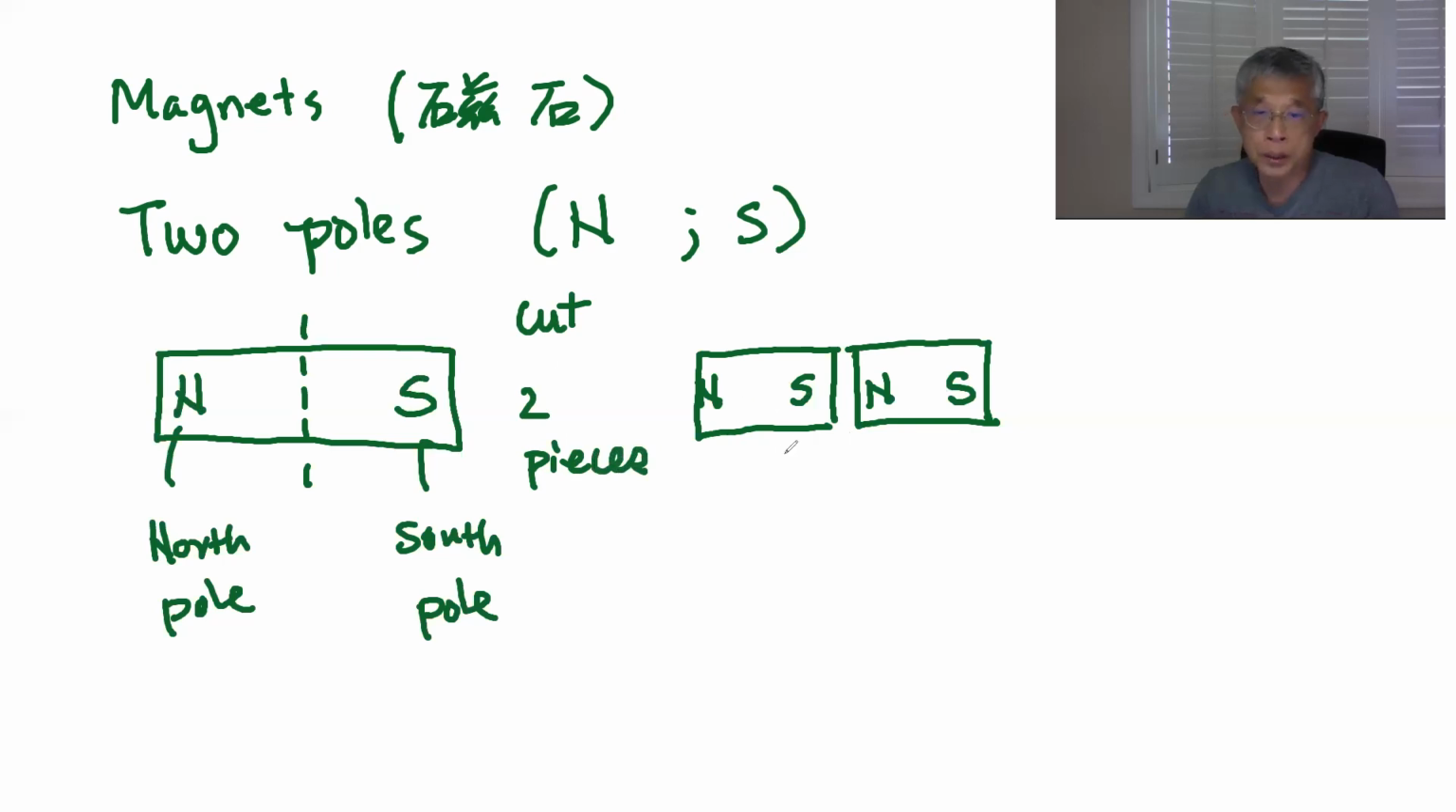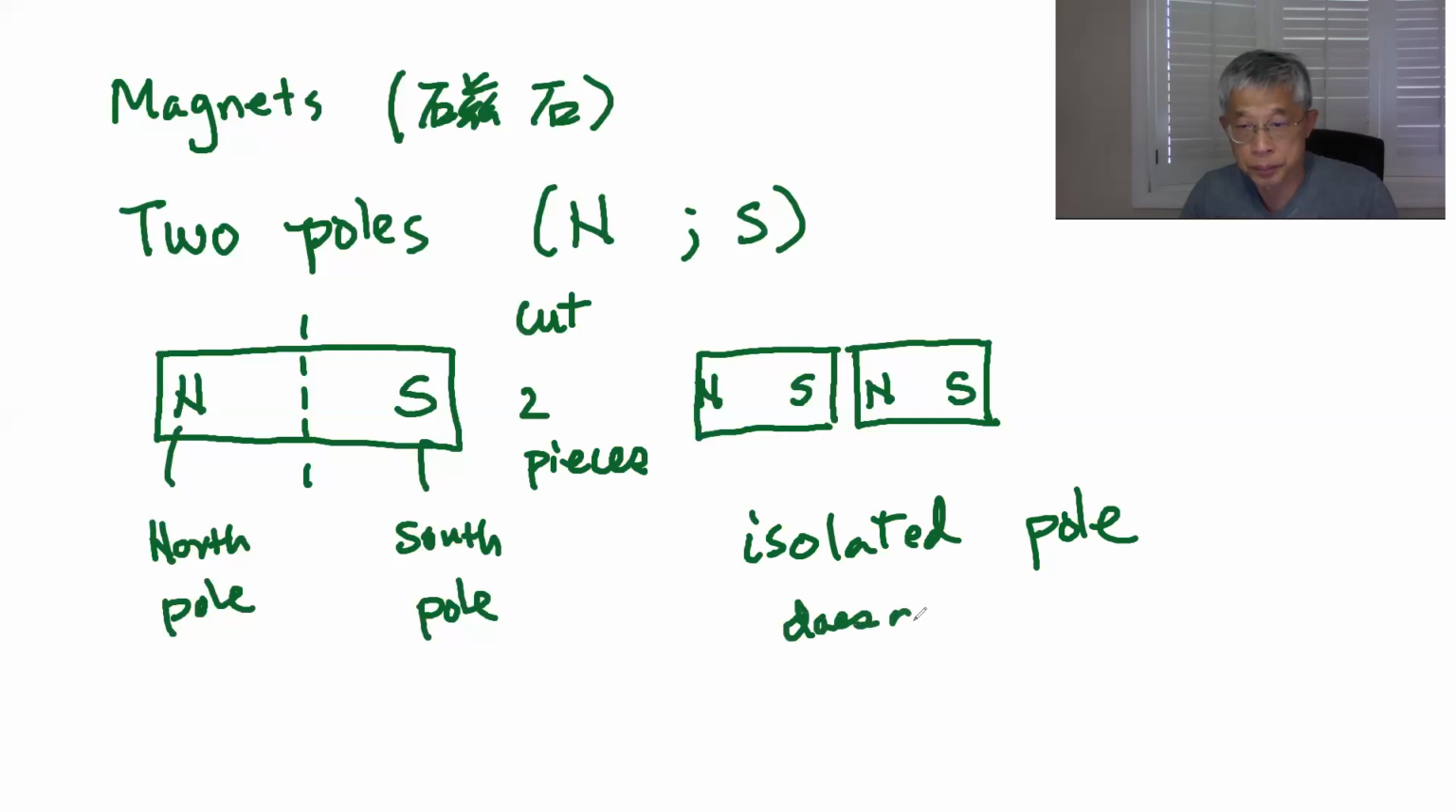So it's always together, right? There's no isolated pole. It does not exist. It always comes in a pair, north and south, north and south.